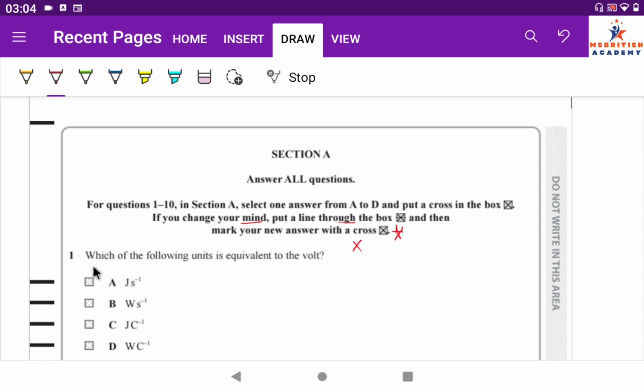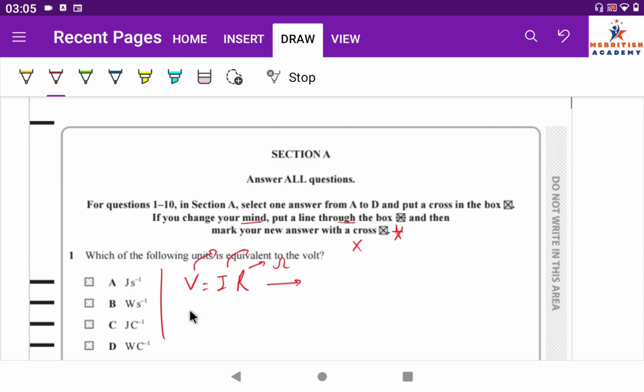Okay, so the first question is, which of the following units is equivalent to the volt? If you remember, the formula is V is equal to IR. This is called voltage and its unit is volt. This is called resistance and its unit is ohm, and this is called current and its unit is ampere. This law is known as Ohm's law.